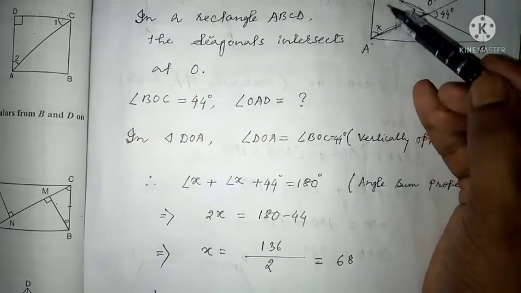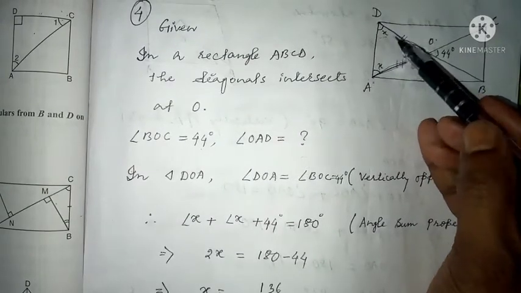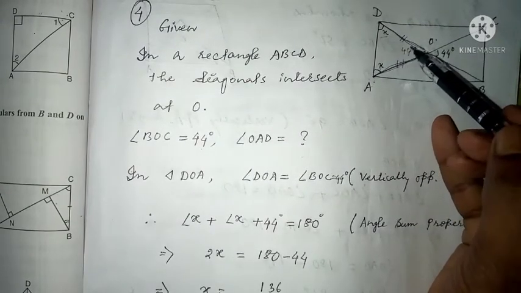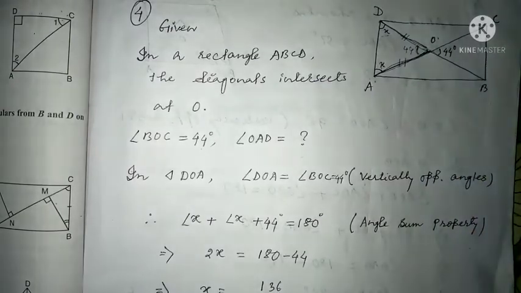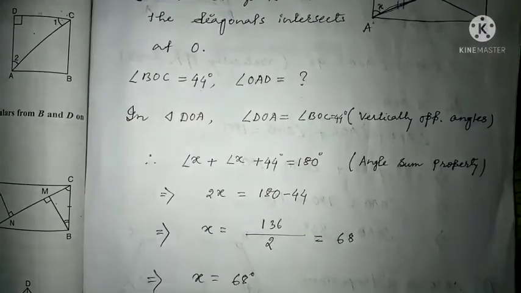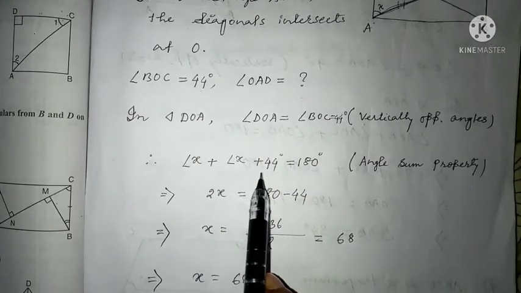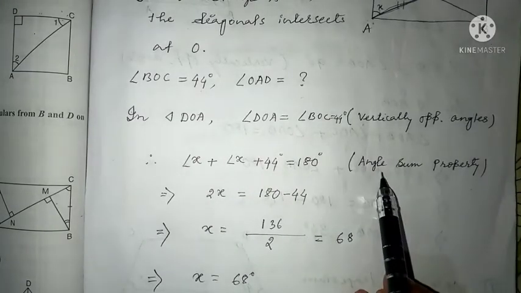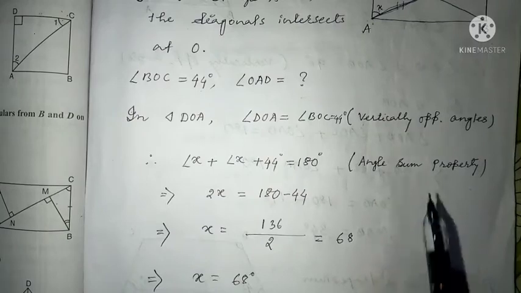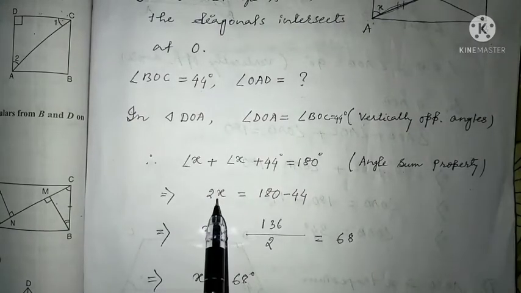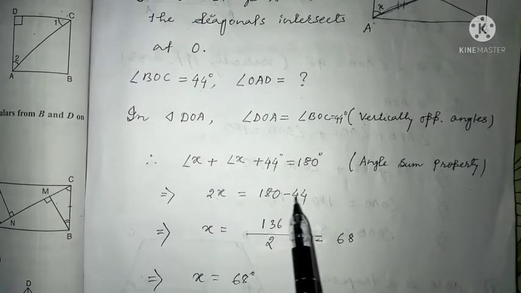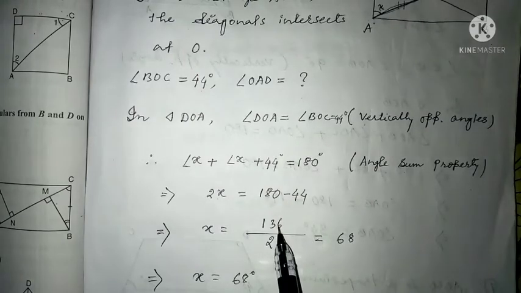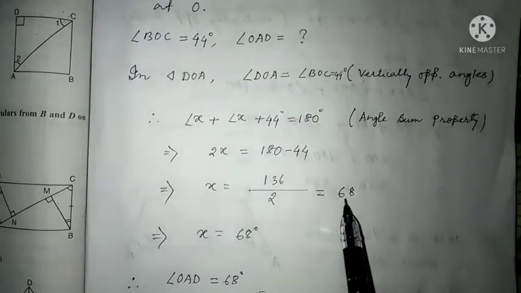Then this angle plus this angle plus this angle, this is a triangle. If I apply the angle sum property, the sum of all these three angles will give me how much? That is 180 degrees. So x plus x plus 44 is 180 degrees. The reason is that we have applied the angle sum property. So 2x, 44 you transpose to the right, it will be 180 minus 44, which gives me 136. You divide it by 2, it gives us 68.